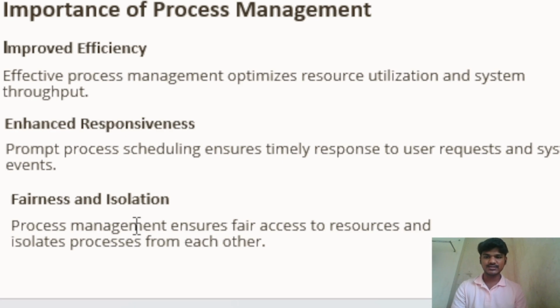Enhanced responsiveness means the system has to respond to the user request, whatever prompt the user has given. Process scheduling has to ensure a timely response to user requests and system events. And fairness and isolation: process management ensures fair access to resources and isolates the processes from each other, so that isolation and fairness are well maintained in the operating system.